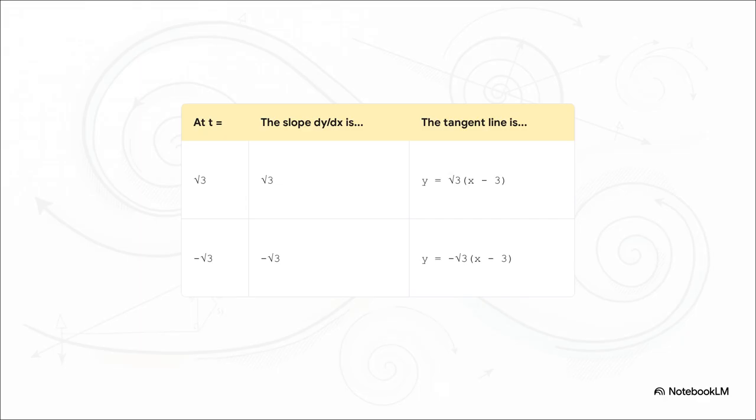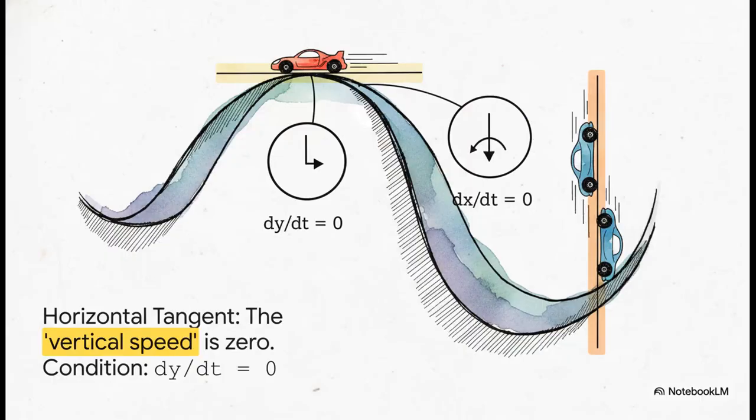So we have two different times leading to two different slopes, which gives us two completely different tangent lines. This shows exactly how the curve can pass through the same point but be heading in totally different directions. So we've figured out the intersection. But what about those flat and vertical spots we saw earlier?